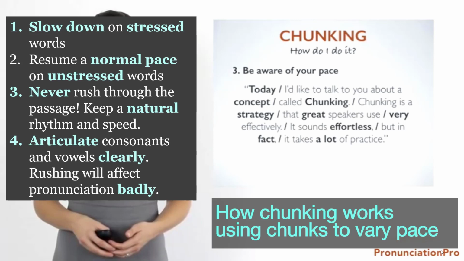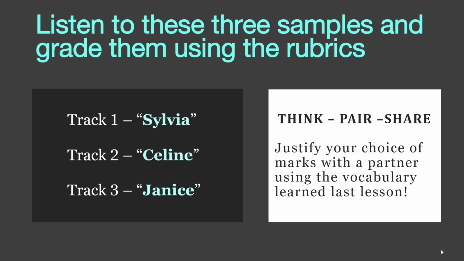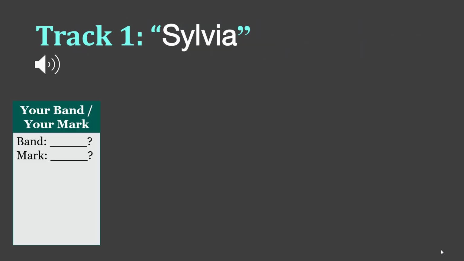You might need some time to figure out where your natural pace is, like how you speak to a friend. Time to be an examiner. We'll listen to these tracks and you're supposed to grade them using the rubrics that you were given earlier. This is important because you need to be able to justify the choice. There are 3 tracks here. As you listen to them, take note compared to the passage and you will be able to decide the grade. So we'll decide where the band is, then later where the mark is.